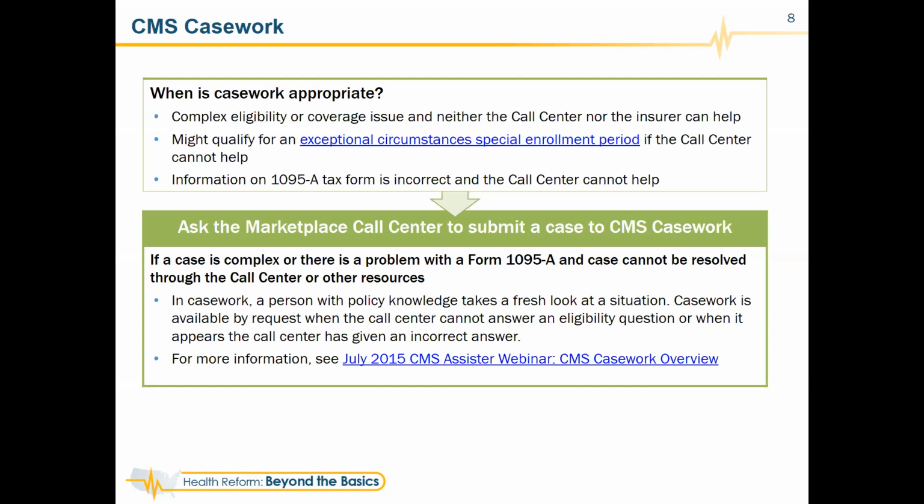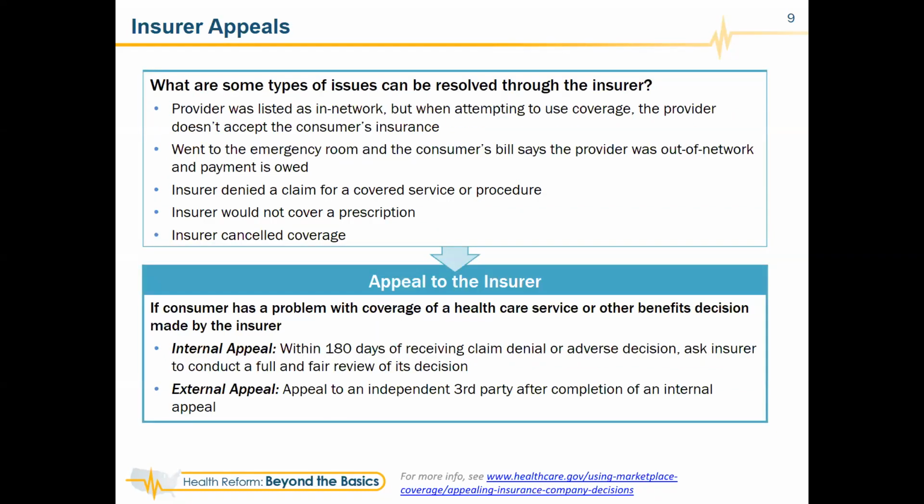So I'd say for most consumers, if they can't get help or they feel they have a wrong decision, the first line that they should be doing really is to seek out casework at this point. There are a number of decisions that insurers make when individuals enroll in qualified health plans. And many of the insurer-based decisions are not going to be appealable to the Federal Appeals Entity. There are other avenues for these individuals to appeal.